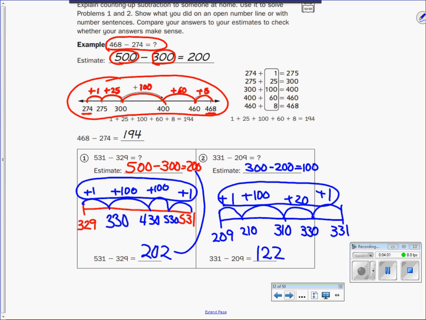And as always, if you don't understand something, make sure that you ask your teacher. Okay, this concludes Home Links 3.5.